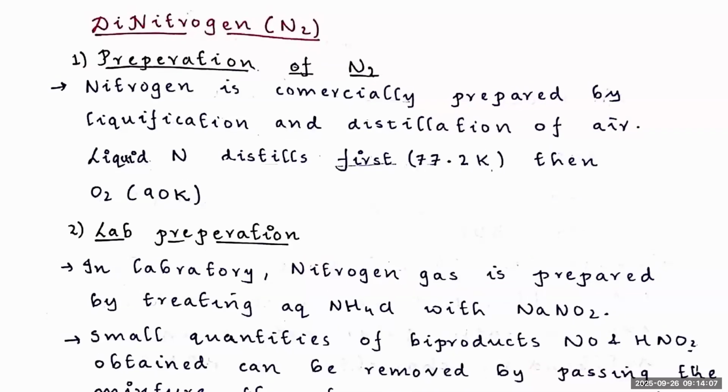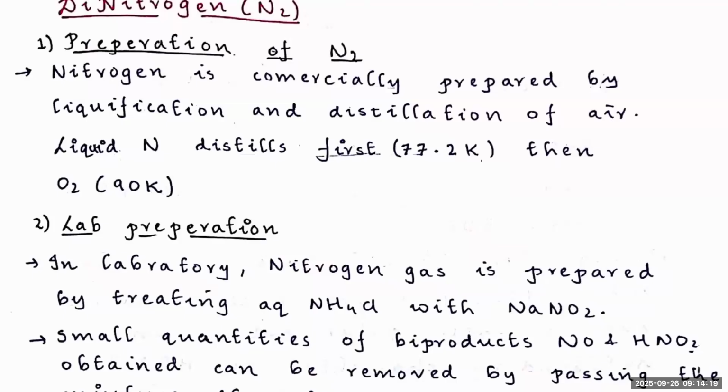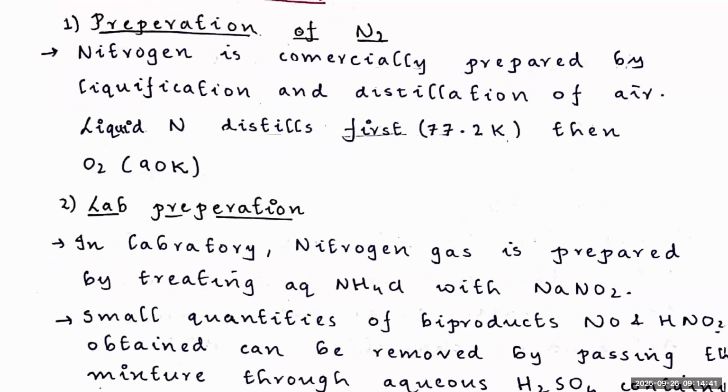Right. So while we were discussing group 15, we discussed the general properties of all the elements in group 15. Now let's see individually one by one, starting with nitrogen. Commercially, nitrogen is prepared by liquefaction and distillation of air itself. That is the best source available. Liquid nitrogen usually distills at 77.2 kelvins, while oxygen distills at 90 kelvins. Got it? There is a difference in the boiling point, so that's why we use this technique.